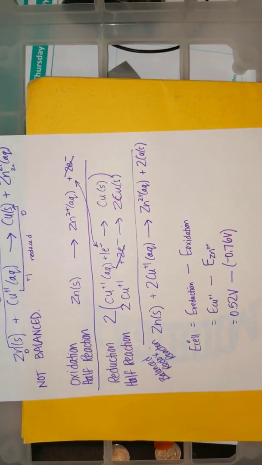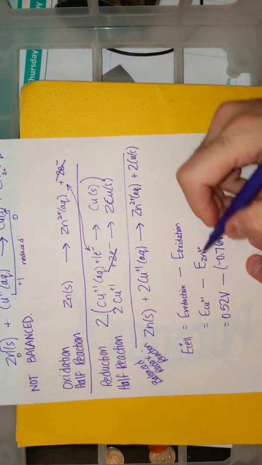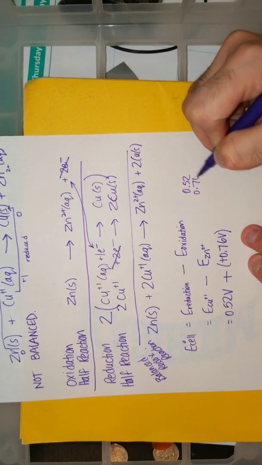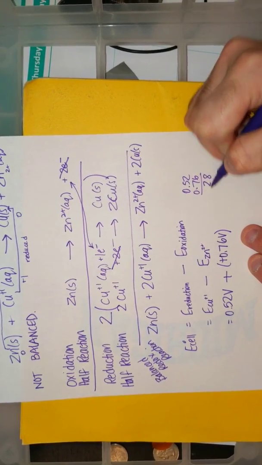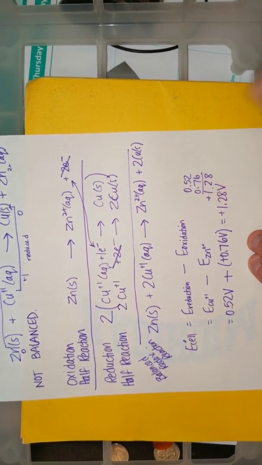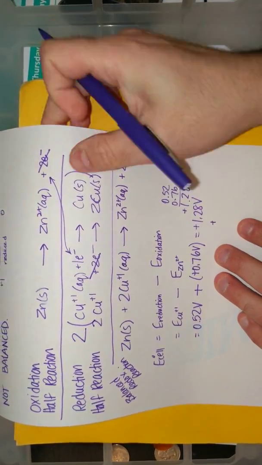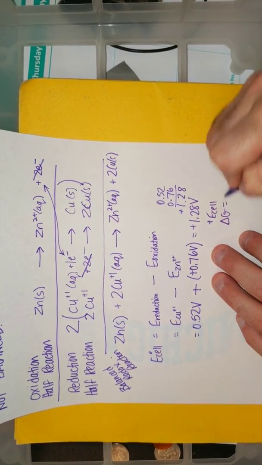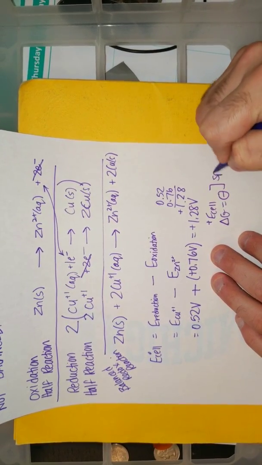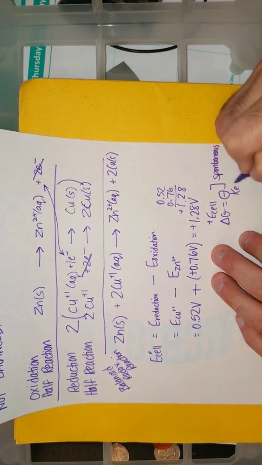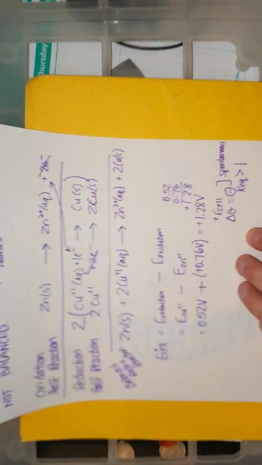So if I do this math, basically I'm adding 0.76 to 0.52. So I get positive 1.28 volts. Again, I have a positive E of the cell. That means delta G is going to be negative. This is going to be spontaneous. And K eq is going to be greater than 1.